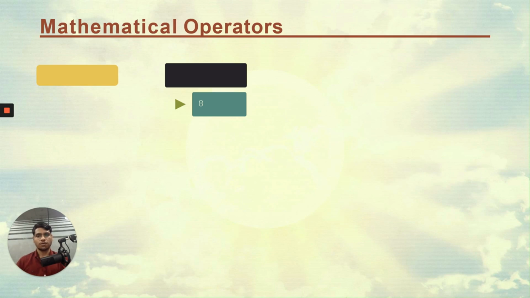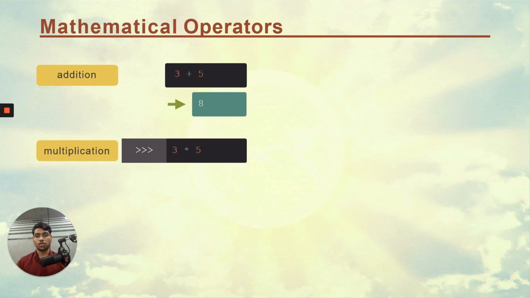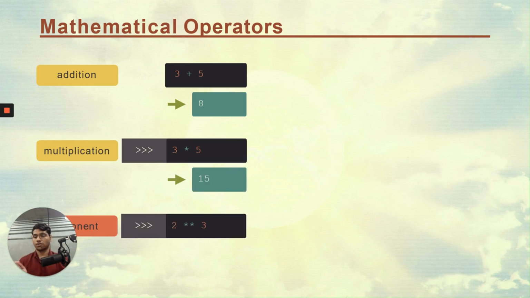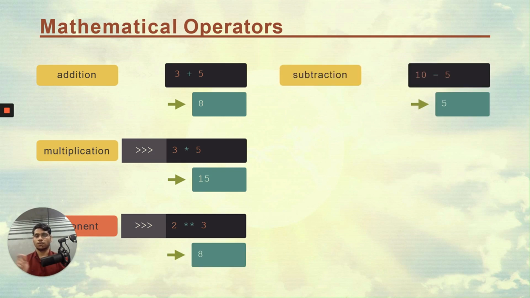So now we will start with mathematical operators. The first operator is addition, then we have multiplication, which is by using star. Then if you want to do an exponent, that is if you want to write 2 raised to 3, you have to write 2 double star 3. Then you have subtraction. If you want to subtract 2 numbers, you just write 10 minus 5, it is going to give you the output.